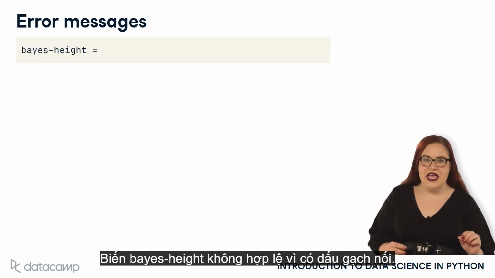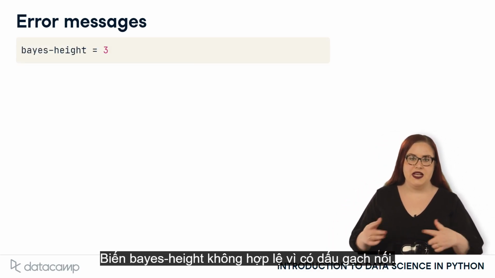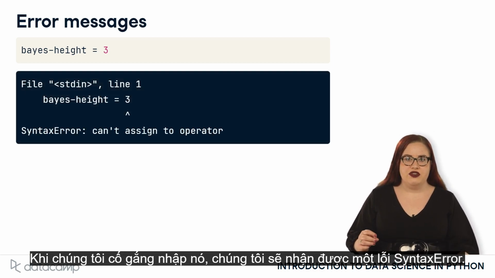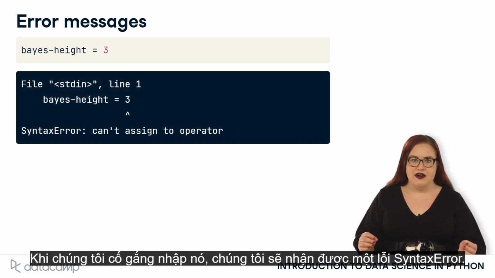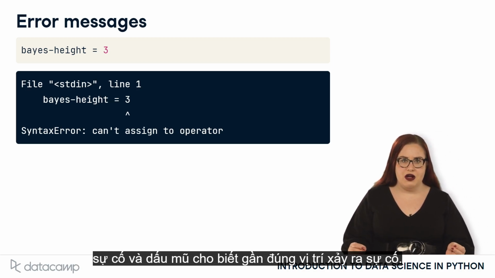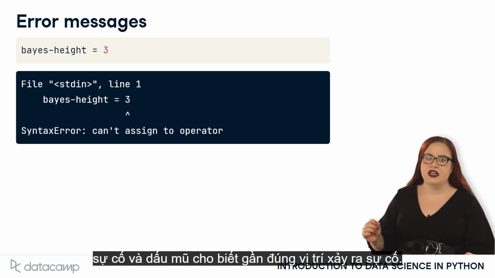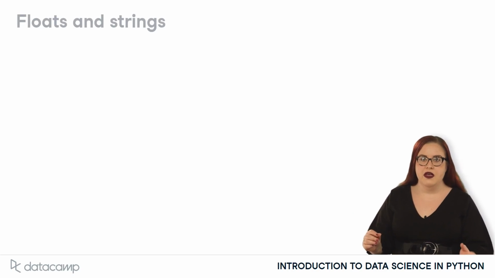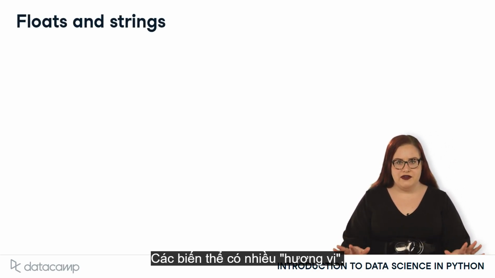The variable Base-height is invalid because of the hyphen. When we try to enter it, we will receive a syntax error. Above the syntax error, we see the line of code that caused the problem, and a caret that indicates approximately where the problem occurred. Variables come in many flavors.